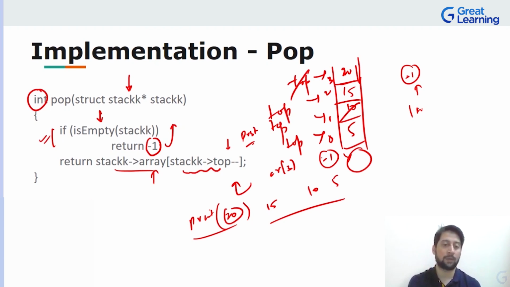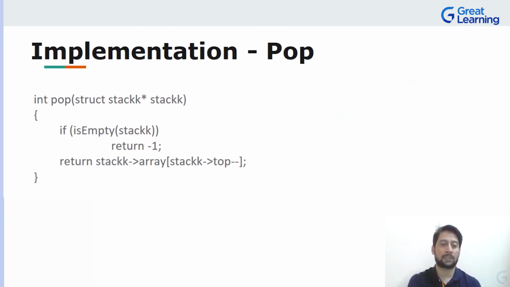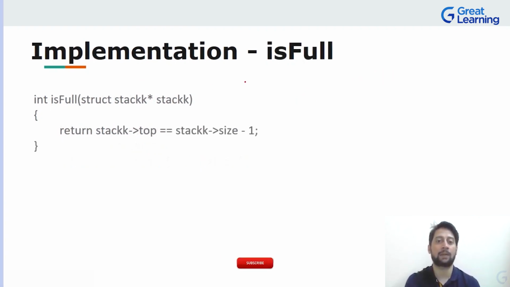So this is how you implement your pop method. Now obviously there are two things, right? You need to see how to implement is empty, and in the earlier push method you need to see how to implement is full. Now let's move ahead and see how to implement is full.